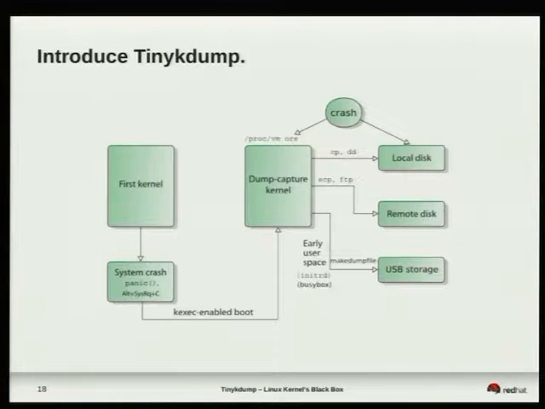It's the same as before, only that in the last one, initramfs just uses busybox to run Makedumpfile, figure out the vmcore kernel pages and save them to USB storage.